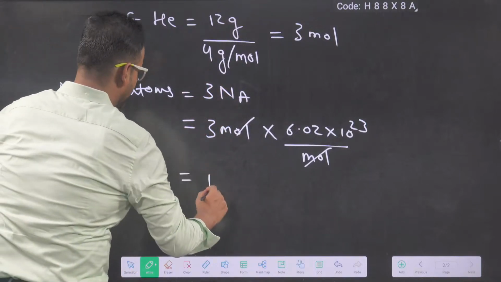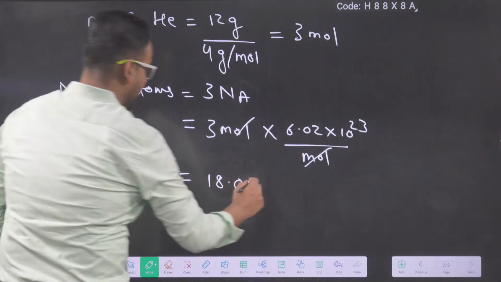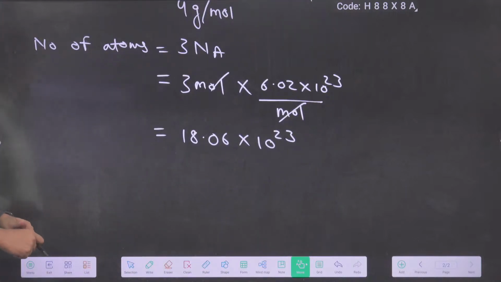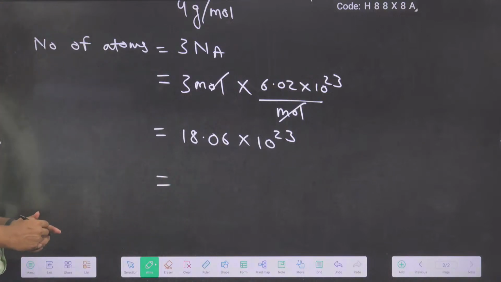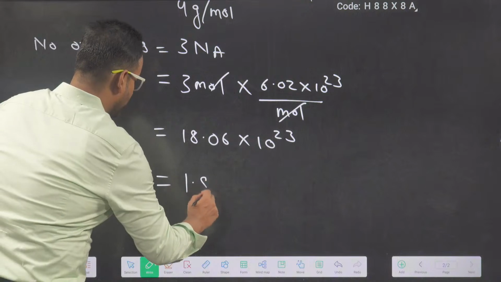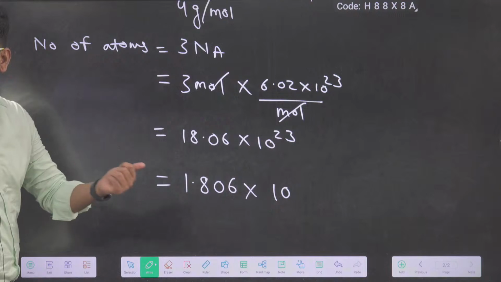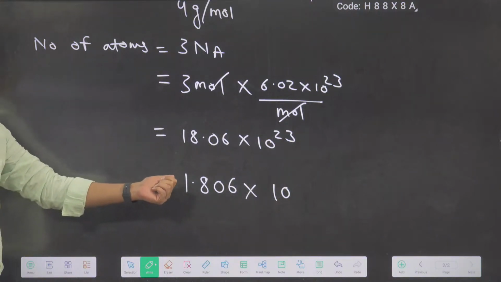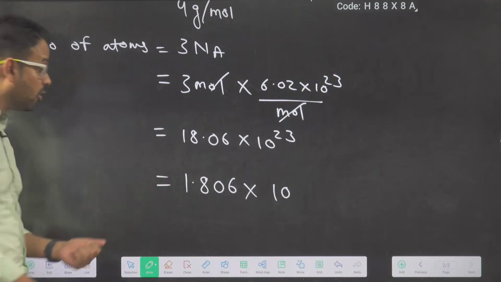So from here you get 18.06, 3 2s are 6, 3 6s are 18, into 10 to the power 23. 18.06 into 10 to the power 23, which, my dear kids, in scientific notation can also be written as 1.806 into 10 to the power 24.